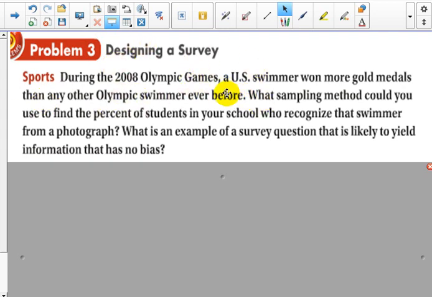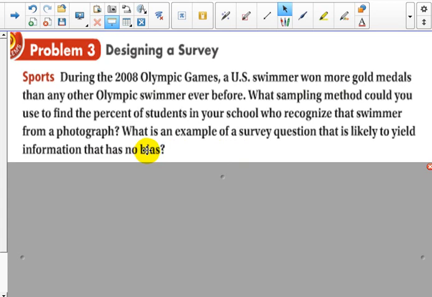During the 2008 Olympic Games, a U.S. swimmer won more gold medals than any other Olympic swimmer than ever before. Now, remember, this is a very old book, right? They're talking about 2008. What sampling method could you use to find the percent of students in your school who recognize the swimmer from a photograph?